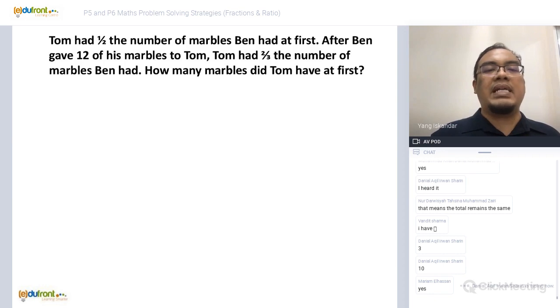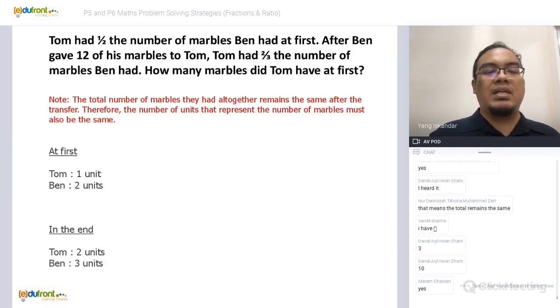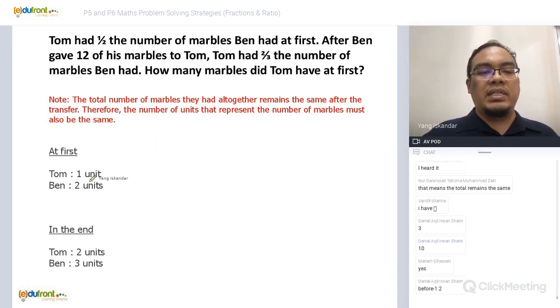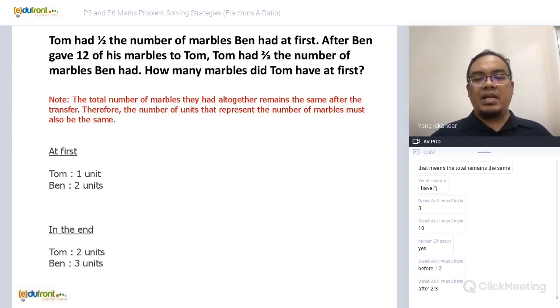Since Tom has half the number of marbles as Ben, Tom has 1 unit, Ben has 2 units. Tom has 1 unit, Ben has 2 units. In the end, after Ben gave 12 of his marbles to Tom, Tom has 2/3 of the number of marbles Ben had. So Tom has 2 units, Ben has 3 units. Okay, so this is the easy part. You just list down the ratio as per the question. Then we need to analyze what strategy to use.